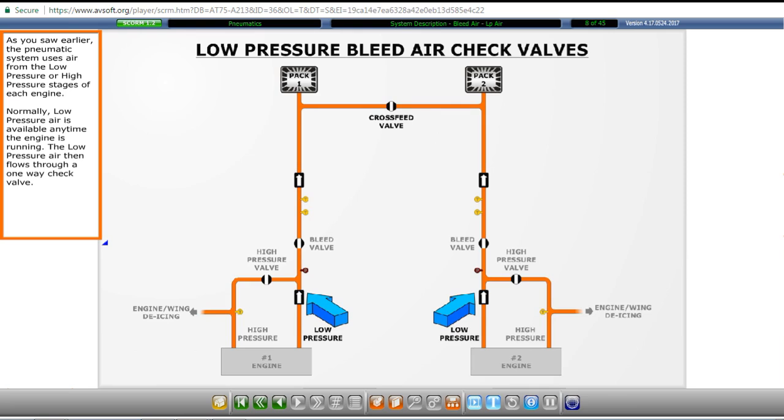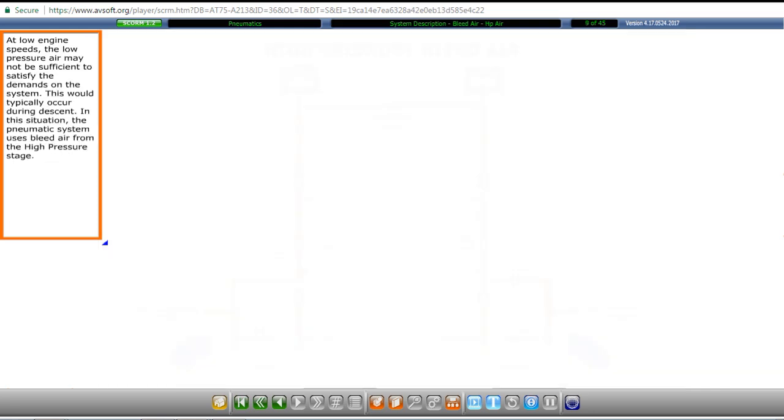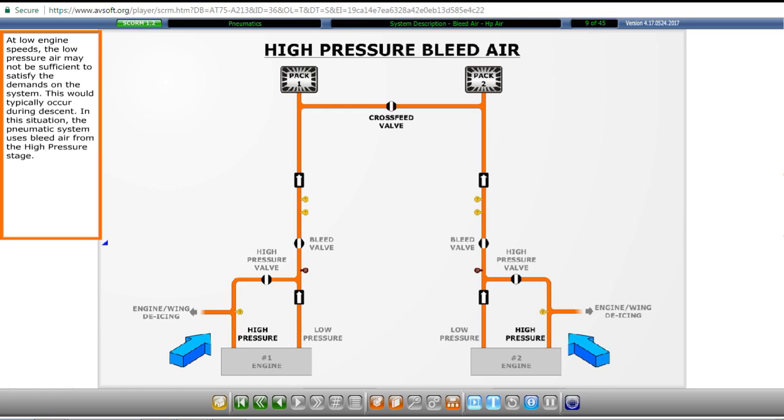As you saw earlier, the pneumatic system uses air from the low-pressure or high-pressure stages of each engine. Normally, low-pressure air is available any time the engine is running. The low-pressure air then flows through a one-way check valve. At low engine speeds, the low-pressure air may not be sufficient to satisfy the demands on the system. This would typically occur during descent. In this situation, the pneumatic system uses bleed air from the high-pressure stage.